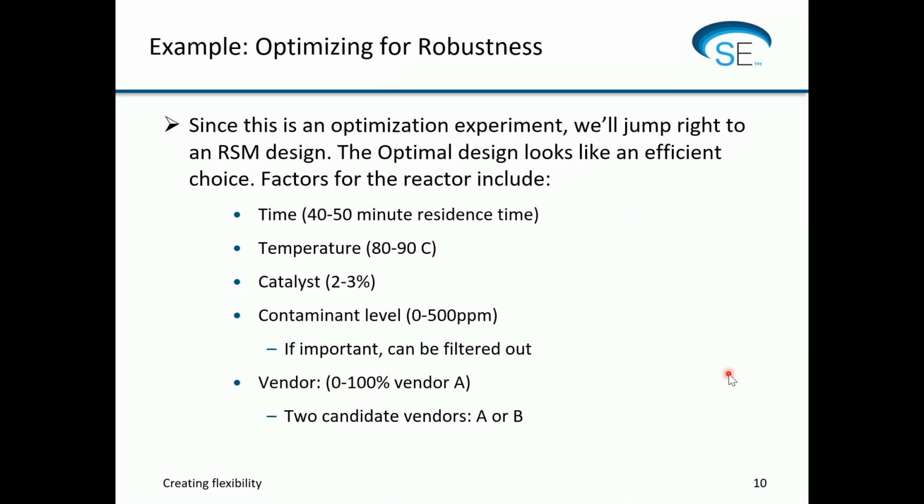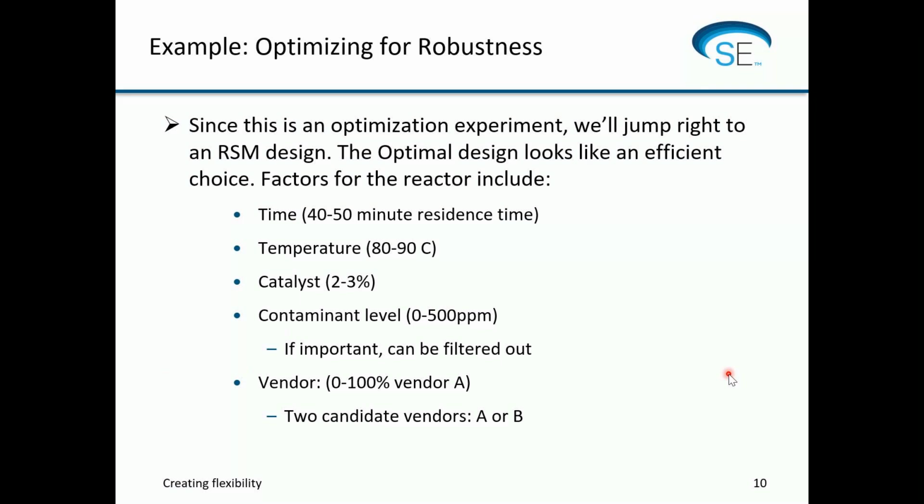So since this is an optimization experiment, we're going to use a response surface design. I will assume that the audience is somewhat familiar with response surface designs as opposed to factorial designs. And since it's an optimization design in our SCO strategy, the optimization tools are in fact response surface tools. And in this case, we will use a statistician's favorite, which is going to be the optimal designs. It seems to be a very efficient choice. And we're going to look at several factors.